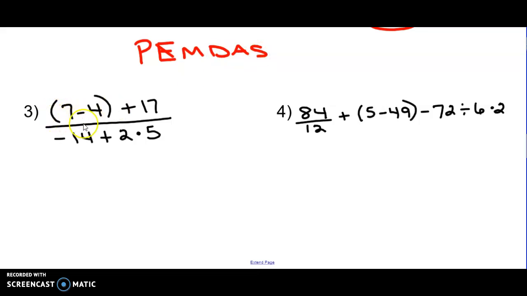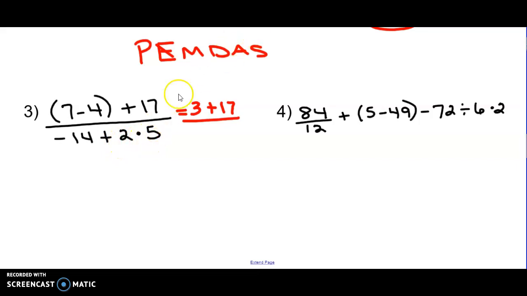Okay, so in this number 3, we actually do have parentheses that we can simplify. Okay, so 7 minus 4 equals 3, plus 17. Okay, now let's take a look at the bottom. So on the bottom, we have negative 14 plus 2 times 5.